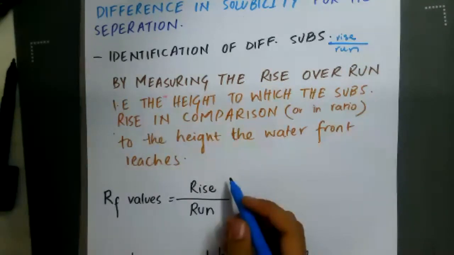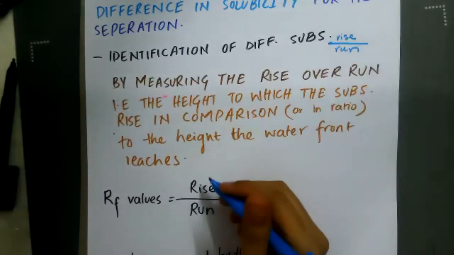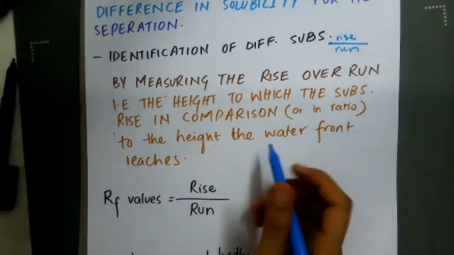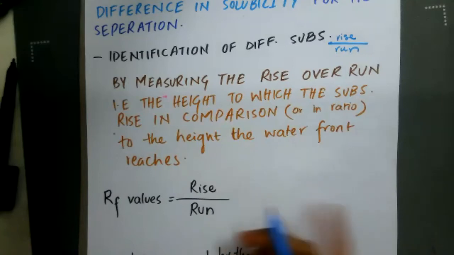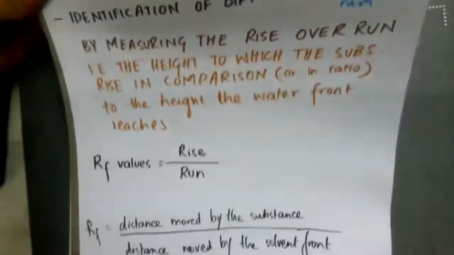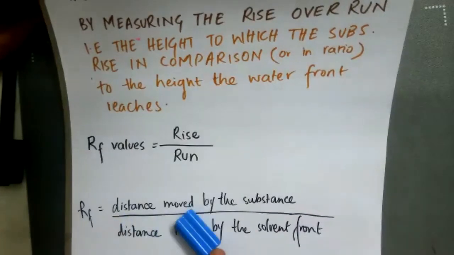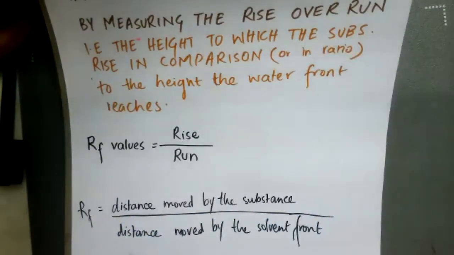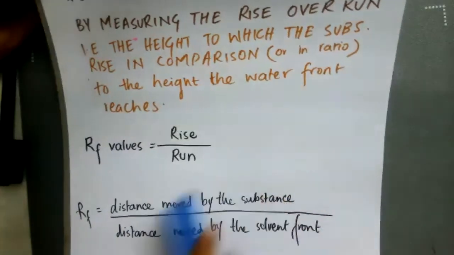Okay, this is a very simple formula: RF value equals rise over run, and it has kind of a nice ring to it, so it sticks in your head. But the one that's mentioned in your book is more elaborate and much more detailed: distance moved by the substance over the distance moved by the solvent front. I just put rise and run because it's way simpler that way.